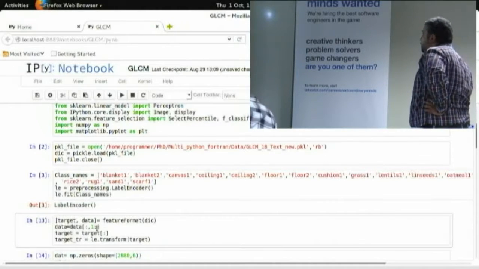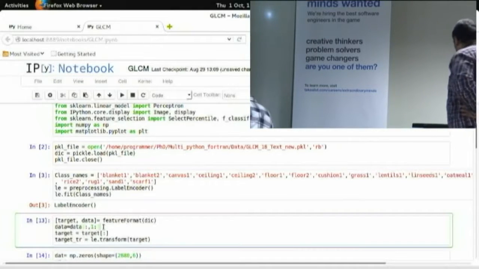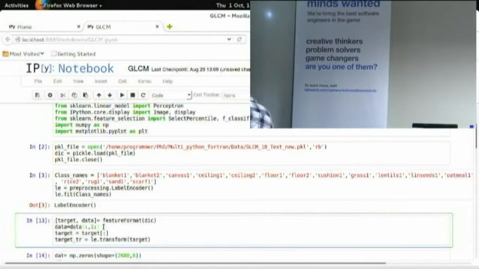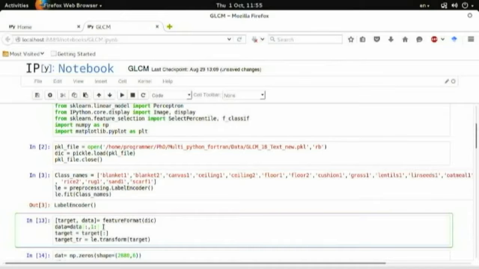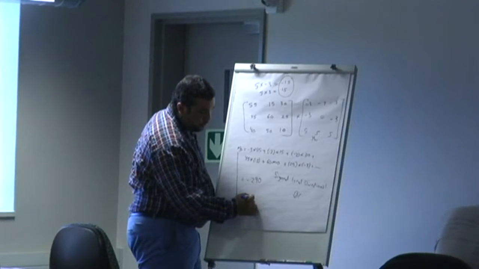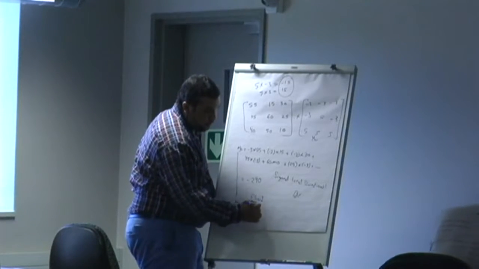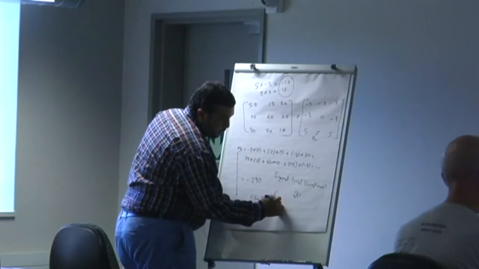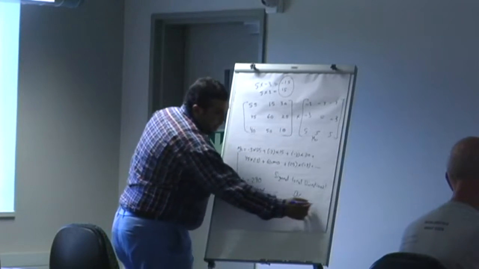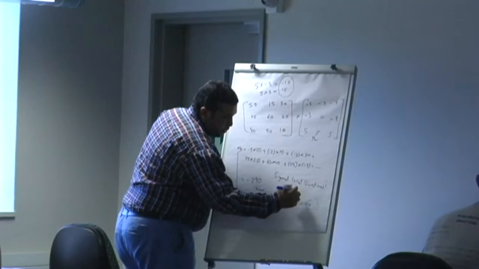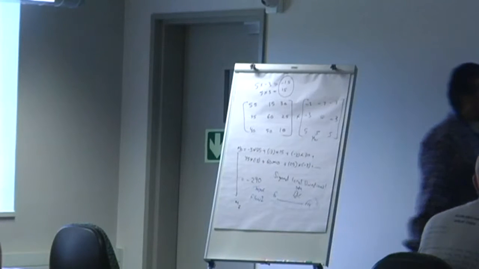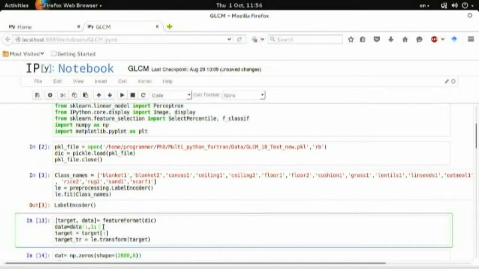Now remember when you use classification, you have to have the data and the target. Remember in the GLSM we have 14 features. For example, if I use the first image, which is floor 1, it has the 14 features from F0 to F14. This is the target, which is the class name, and the features vector is what we call the data. So now I have the target and the data.